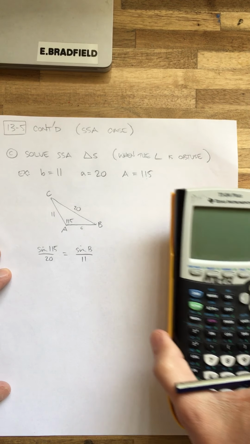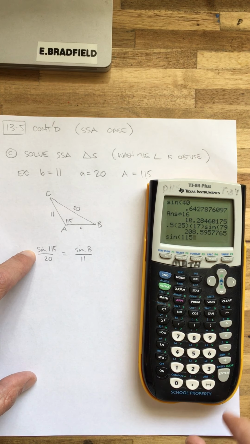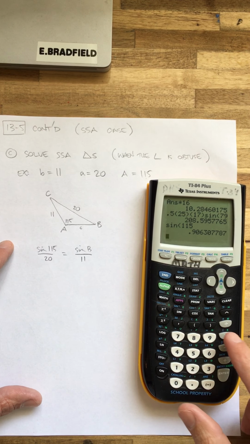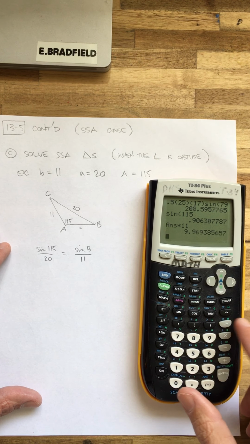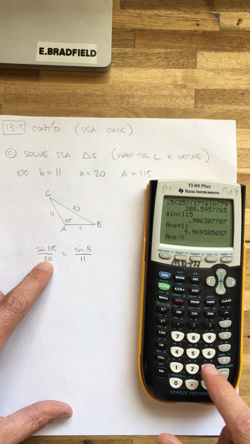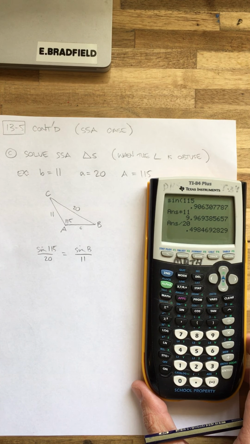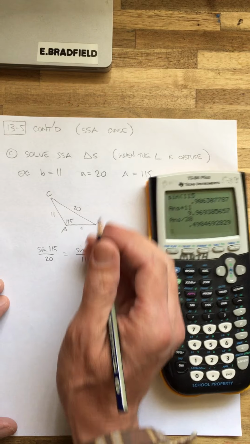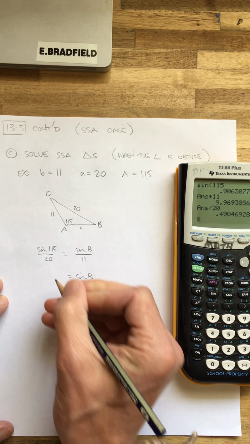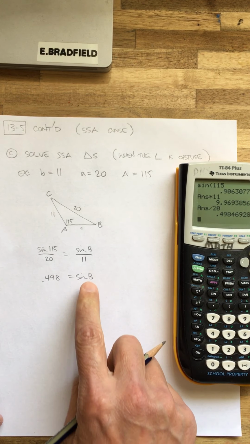All right, so let's get to calculating. Here we go. We need that sine of 115, so sine of 115, okay, that equals 0.906. I'm going to multiply the 11 to it, okay, so times 11 equals, and then I'm going to divide by 20, okay? So, let's see. So the sine of B is equal to 0.498. So 0.498, all right? We want to solve for B, right?